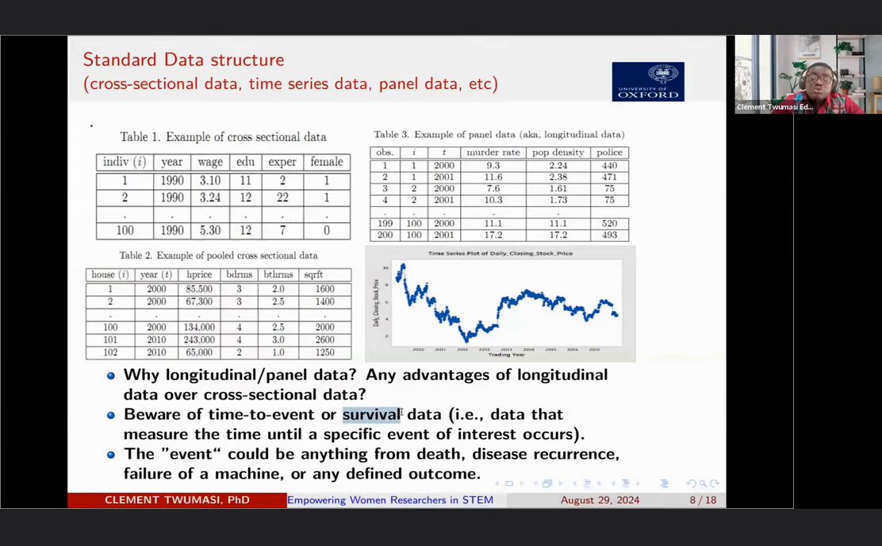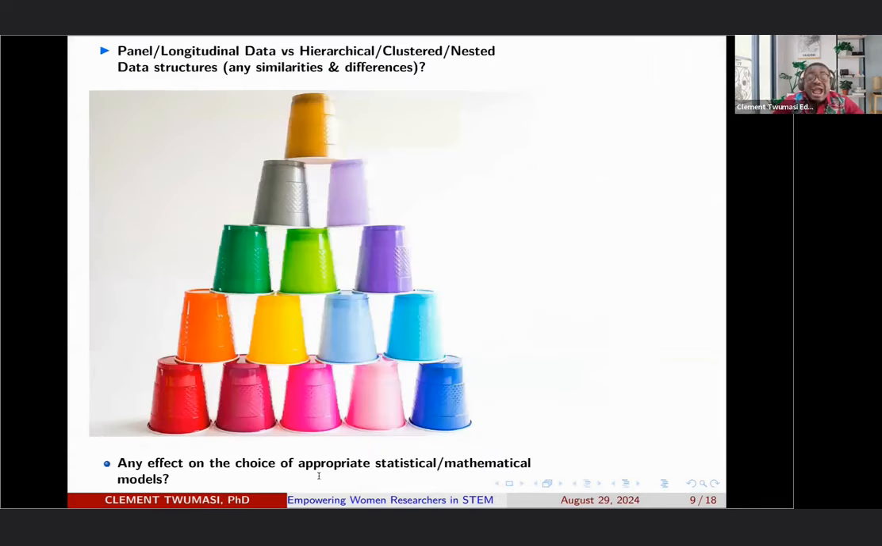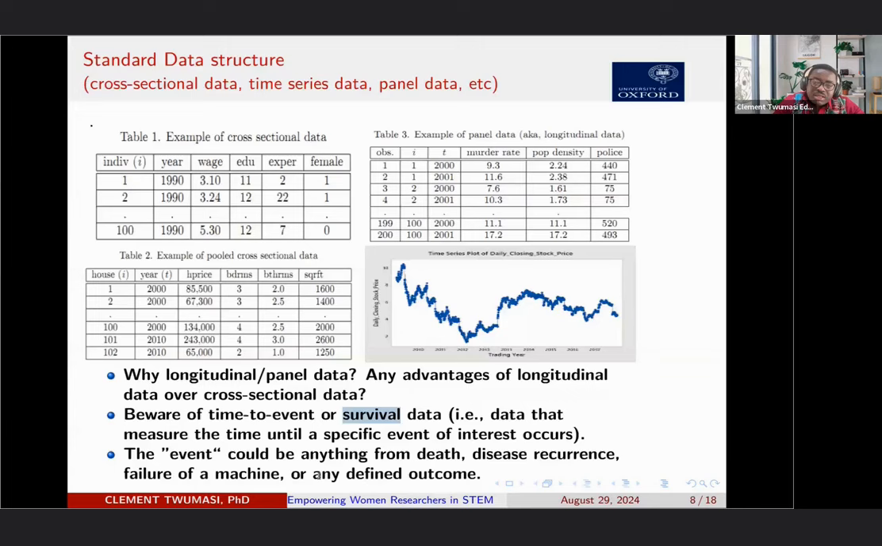So it's not always about survival. Sometimes it could be time to death, time to disease recurrence. Sometimes it could be time to failure of a machine or anything of interest. So these are some of the things you need to know. But there's one thing you have to be aware of. It's called a hierarchical or nested data set.